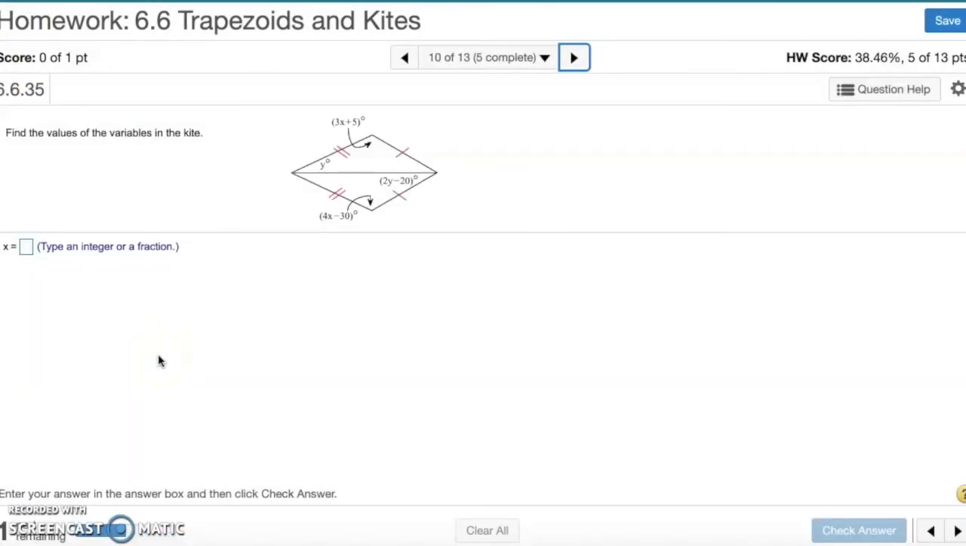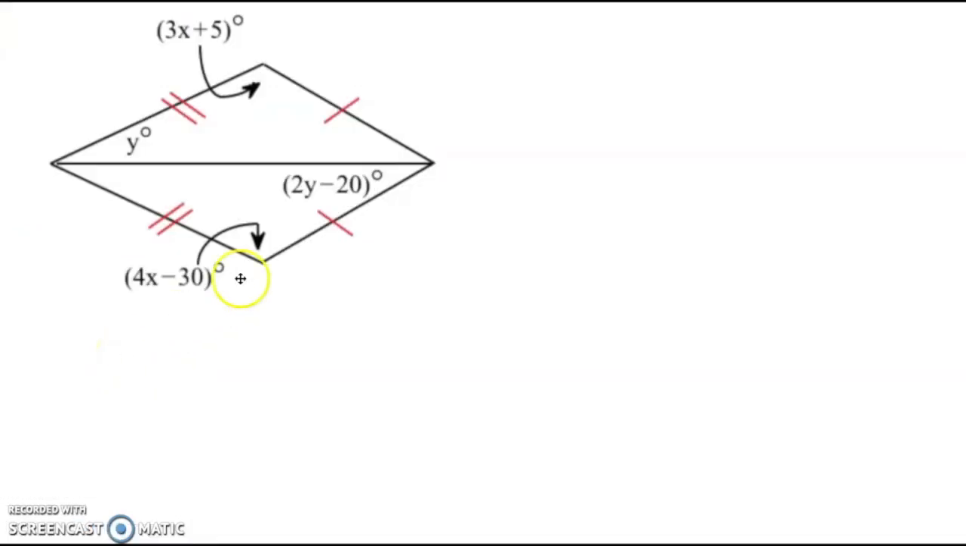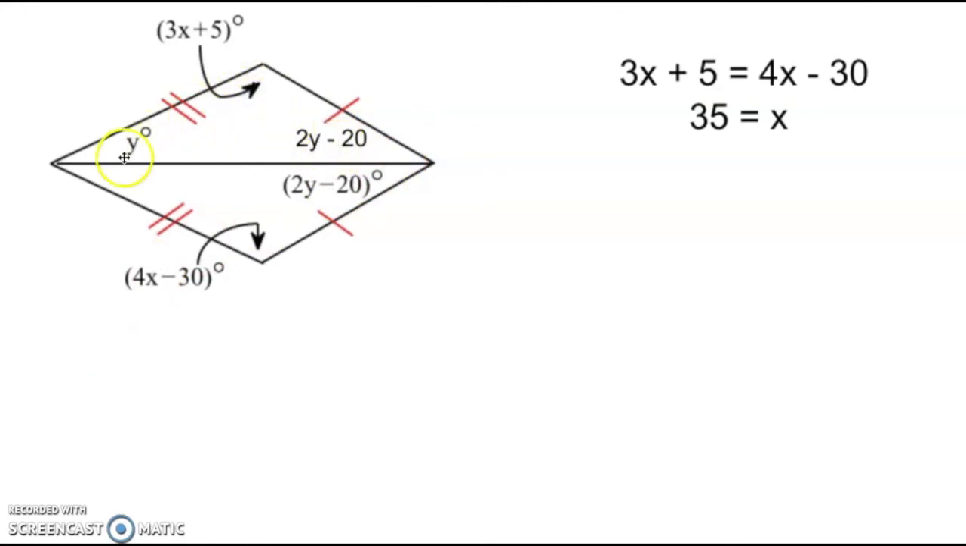Going to number 10. Find the values of the variables in the kite. The first thing we can find is x, because opposite angles are equal. So we're going to set 3x plus 5 equals 4x minus 30. Subtract 3x from both sides and add 30 to both sides, and you'll get x equals 35. Now we know this diagonal cuts this angle in half, so both of these are 2y minus 20. Now we have 3 angles in the triangle. We can find out what this angle is now, given that we found x. So let's substitute that in.